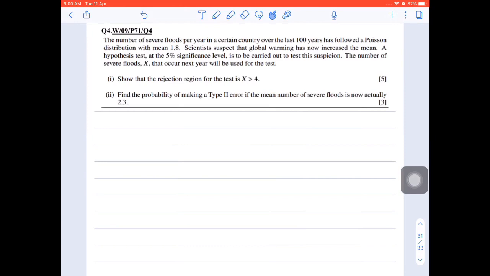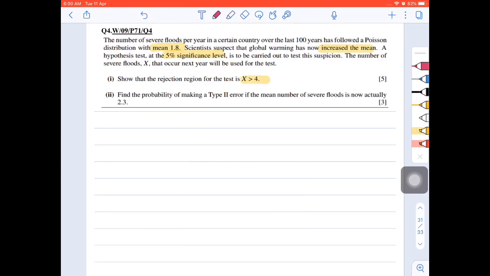The first question is, the number of severe floods per year in a certain country over the last 100 years has followed a Poisson distribution with mean 1.8. Scientists suspect the global warming has now increased the mean. A hypothesis test at the 5% significance level is to be carried out to test the suspicion. The number of severe floods X that occur next year will be used for the test. Show that the rejection region for the test is X greater than 4.